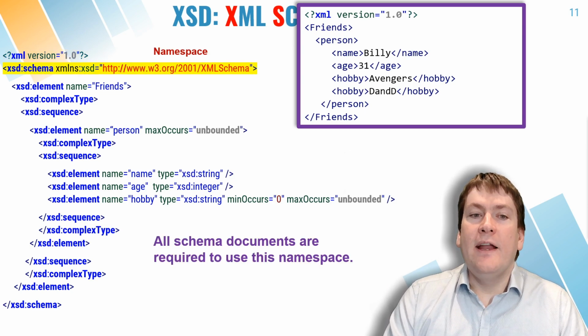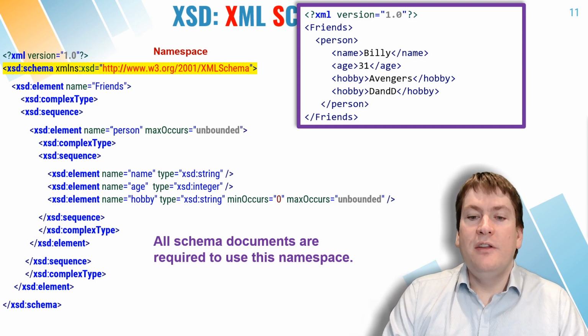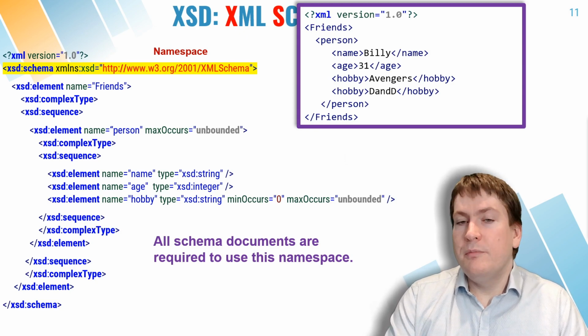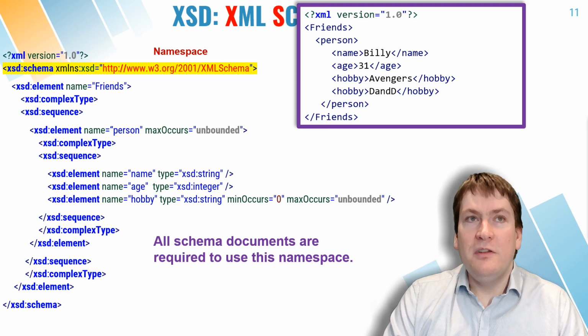The other big thing that XML schema documents have to do is they have to have a namespace. So you can see up here that we're defining a namespace. We're calling it XSD, and we're saying that it's going to be defined by this URL. This URL is special in terms of schema documents. It can't be any URL you want. It has to always be this URL when you're making a schema document.